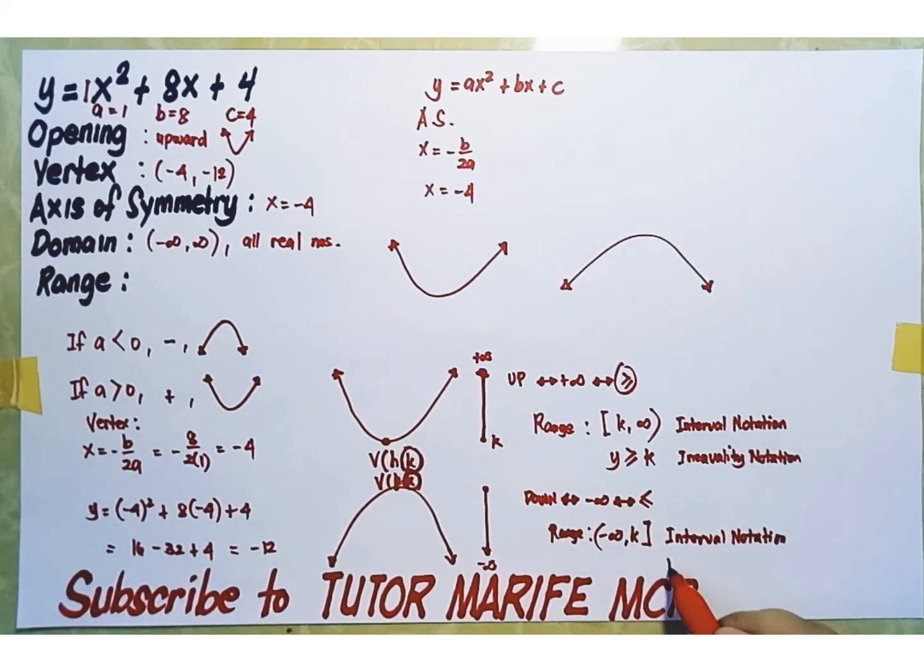Using the inequality notation, the range of any parabola that opens downward is y is less than or equal to k.